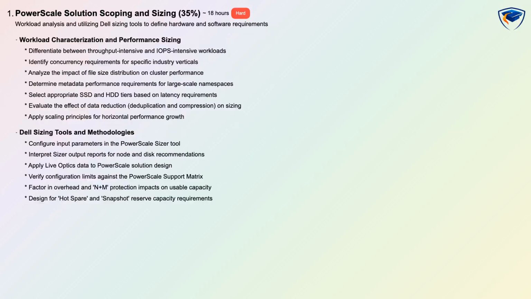PowerScale Solution Scoping and Sizing accounts for 35% of the exam, is rated hard, and has an estimated 18 hours of learning time with scenario-based assessments. You will learn to characterize workloads by distinguishing throughput-intensive versus IOPS-intensive patterns and to assess concurrency and file size distribution impacts on cluster behavior. The domain trains you to select appropriate SSD and HDD tiers for latency requirements and to evaluate how data reduction affects usable capacity.